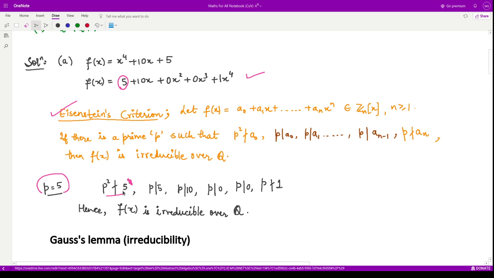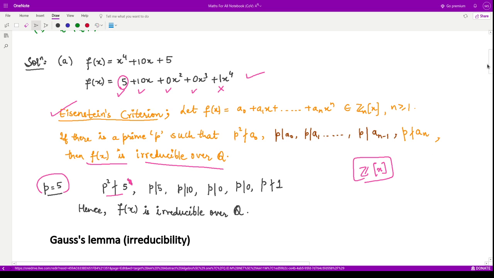So it should be 5 over here, and this p divides 5, it divides 10, it divides 0, it divides 0, but it does not divide the last term, that is a_n. So according to Eisenstein's criteria, this polynomial is irreducible over Q. But in the question, they are asking, is it irreducible over the ring of integers?